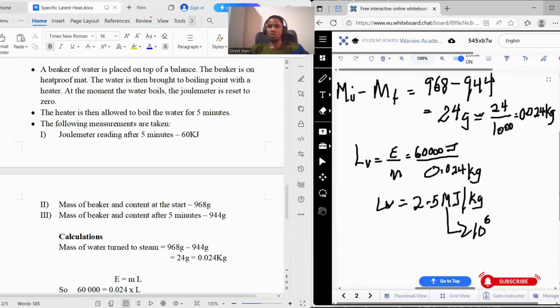All right. I just want you to note that latent heat is just the energy needed to change 1 kg of a substance. When we're talking about fusion, we talk about solid to liquid. If we're talking about vaporization, we talk about liquid to vapor. That means the energy needed to change 1 kilogram of solid to liquid without changing temperature, or the energy needed to change 1 kilogram of liquid to vapor, that's vaporization, without changing temperature.